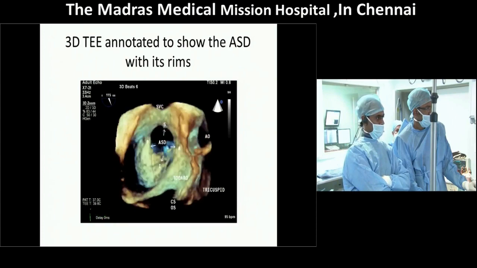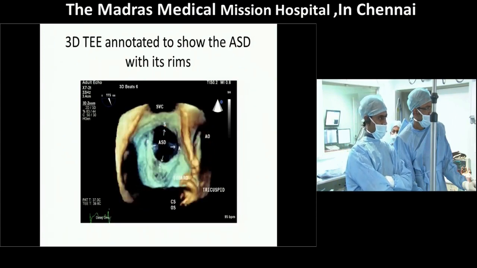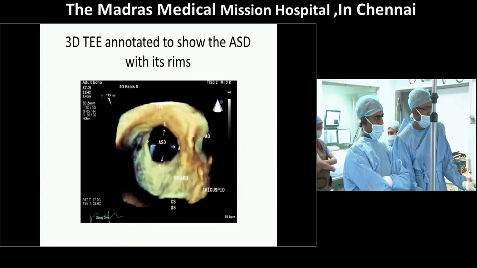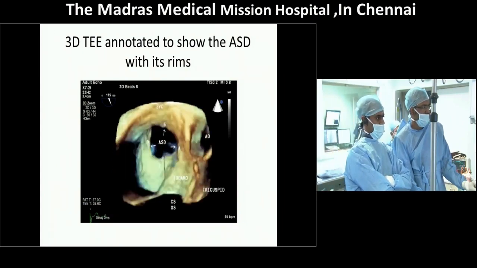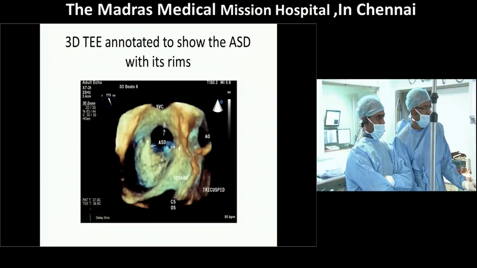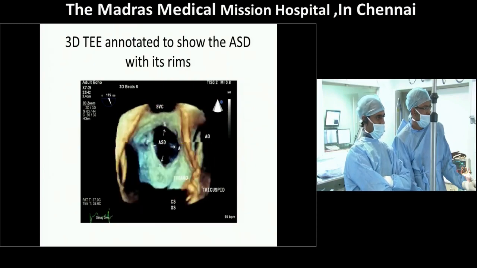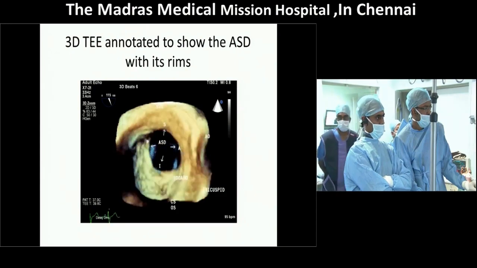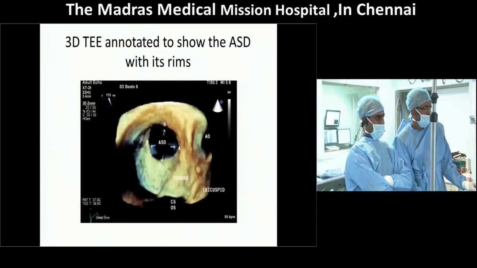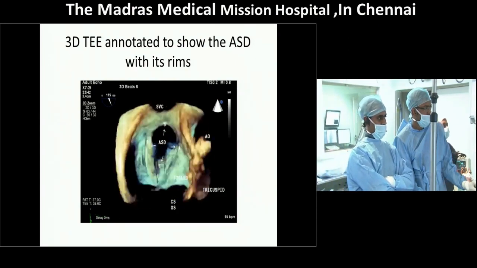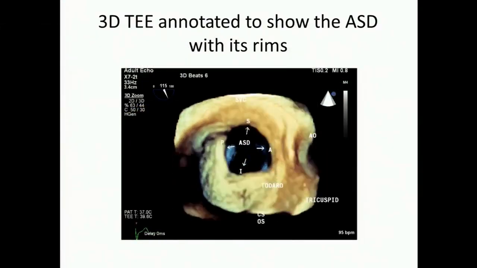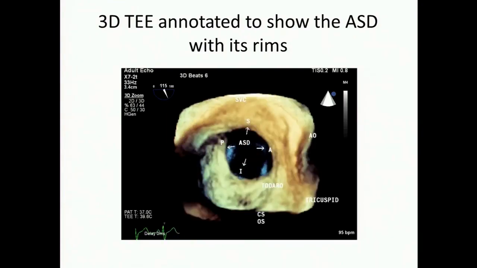This is a 3D transesophageal echocardiography with a full volume acquisition showing the atrial septal defect. The S denotes the superior margin of the ASD, A is the anterior margin of the ASD, I is the inferior margin of the ASD, P is the posterior margin of the ASD. SVC is shown at the top, aorta is marked as AO at the right upper part of the screen. Todaro points to the tendon of Todaro, and the tricuspid valve is also seen in this.